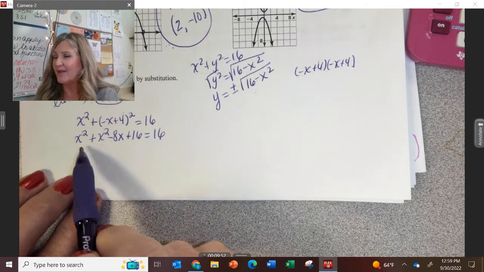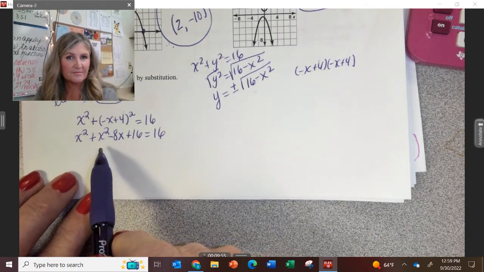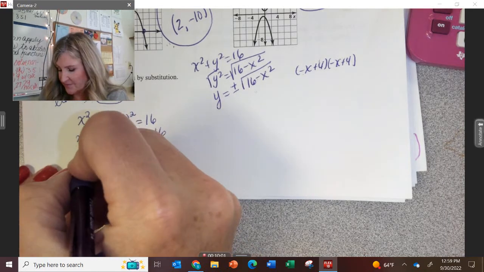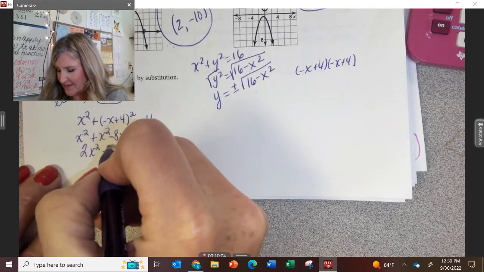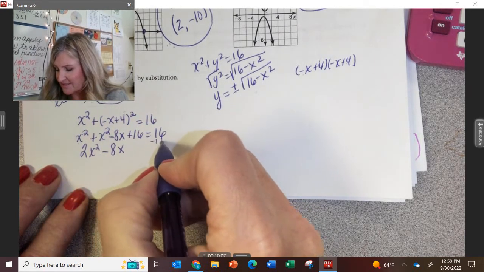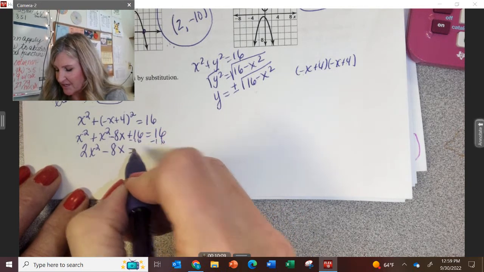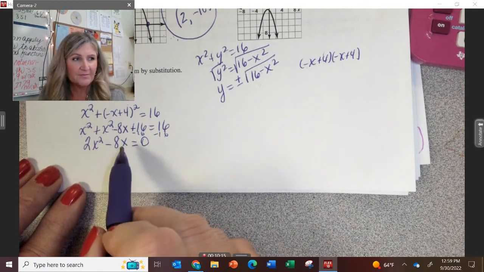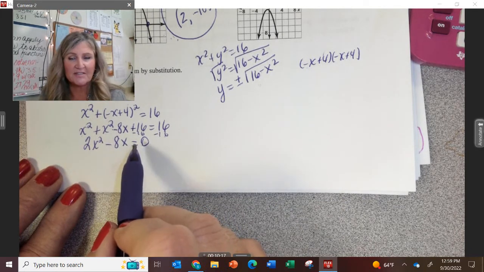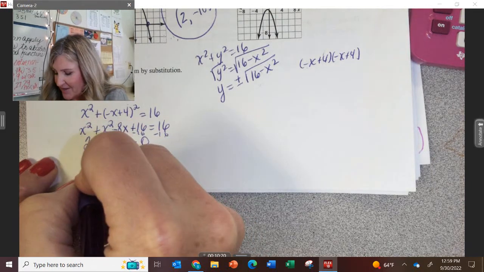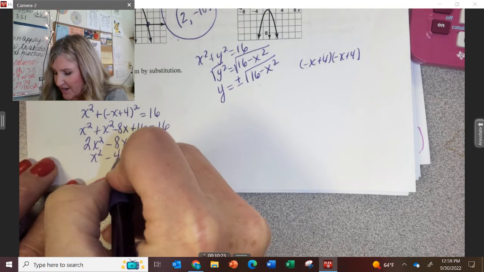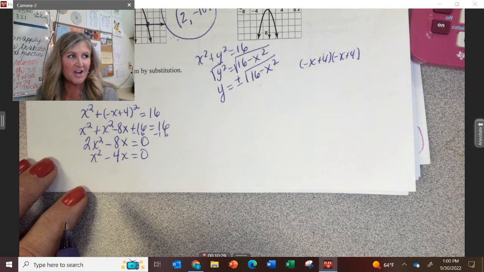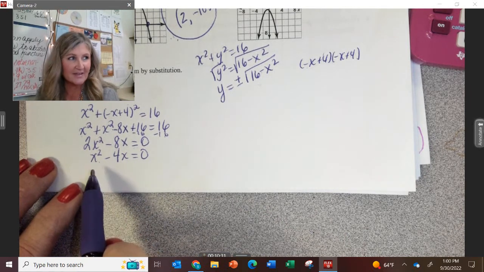How do we solve this equation now? We have x squared plus x squared. What is that? 2x squared minus 8x. If I subtract 16 on both sides, what do I get? Just equals 0. How can I make this problem easier? I'm allowed to divide by 2 as long as it's an equation. So I can divide by the constant of 2. Could I also divide by x? Am I allowed to just divide by x? No, it's a variable. Can't divide by x.